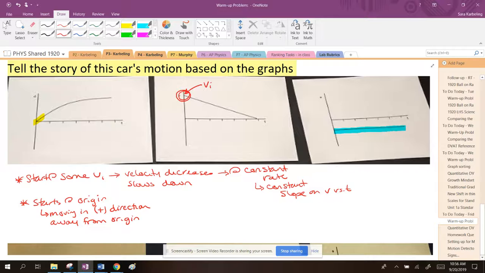Yeah, so it stopped. You're exactly right, but I want to know how you know that. How do you know that it stopped? It doesn't continue on the graph. It just stops at that axis. So can I ask a follow-up question? What if I had a velocity versus time graph that looked like this? Would that car have stopped at this time?